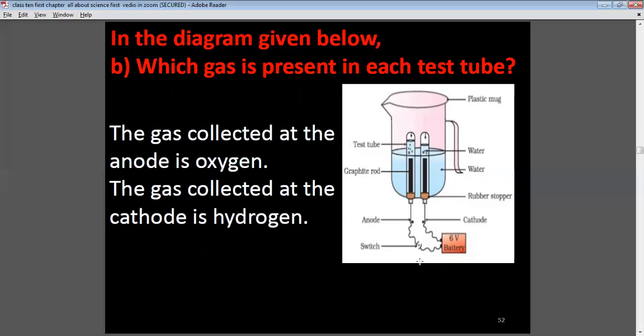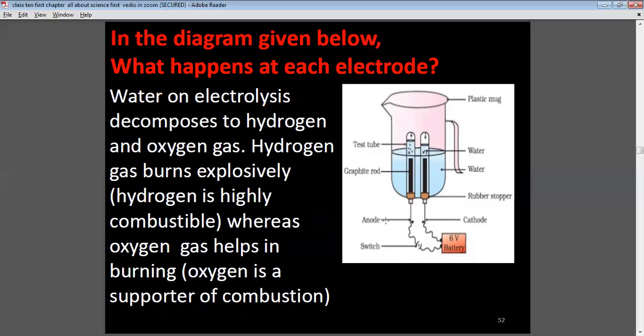Next question, which gas is present in each test tube? The gas collected at the anode is oxygen. The gas collected at the cathode is hydrogen. Next, what happens at each electrode? In electrolysis, water, containing 2 molecules of hydrogen and 1 molecule of oxygen, decomposes to hydrogen and oxygen. Hydrogen gas burns explosively; it is highly combustible, whereas oxygen gas helps in burning. It supports the combustion.